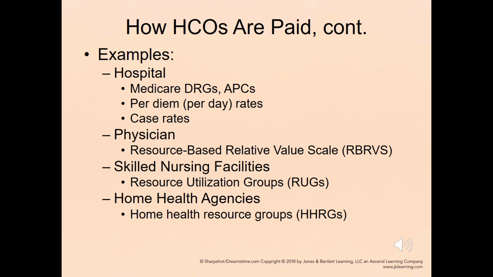How healthcare organizations are paid, some examples of that: for a hospital, they're paid based on Medicare DRGs, which are diagnosis-related groups, or APCs, ambulatory payment codes. Per diem, a per diem rate or per day rate, or a case rate. Physicians' reimbursement may be based on resource-based relative value scale, or RBRVS. You may also hear these referred to as RVUs. Skilled nursing facilities may be reimbursed according to resource utilization groups, or RUGs, and home health agencies may be reimbursed based on home health resource groups.